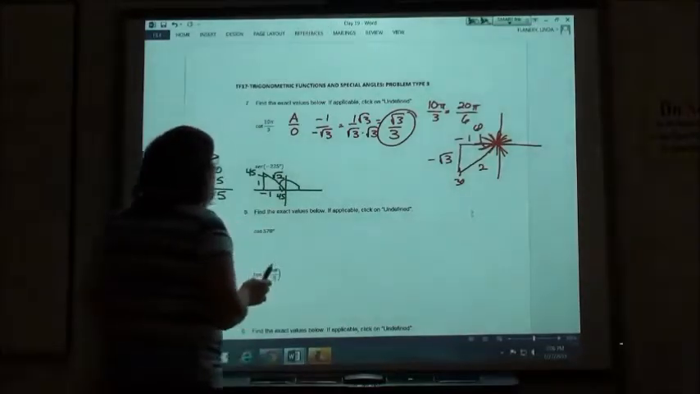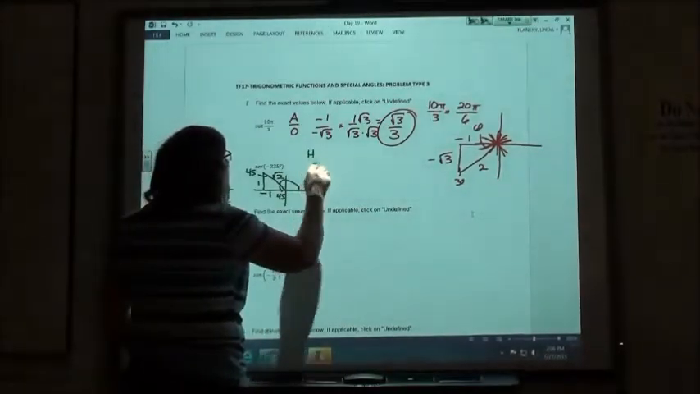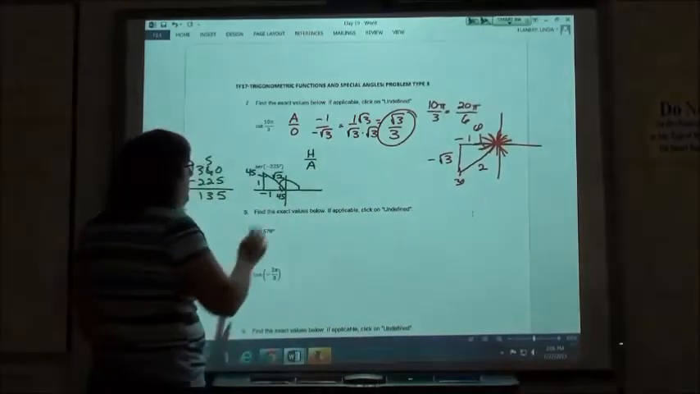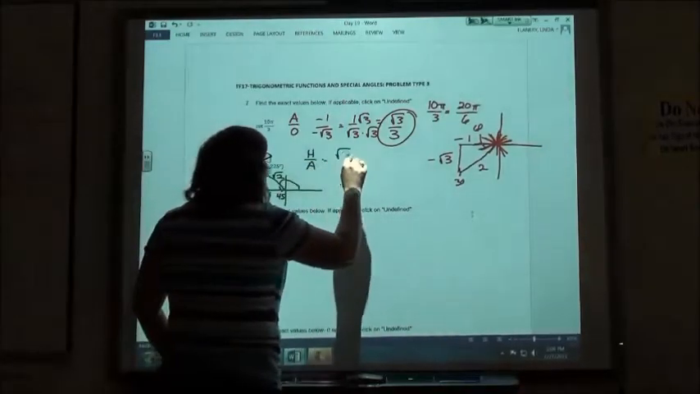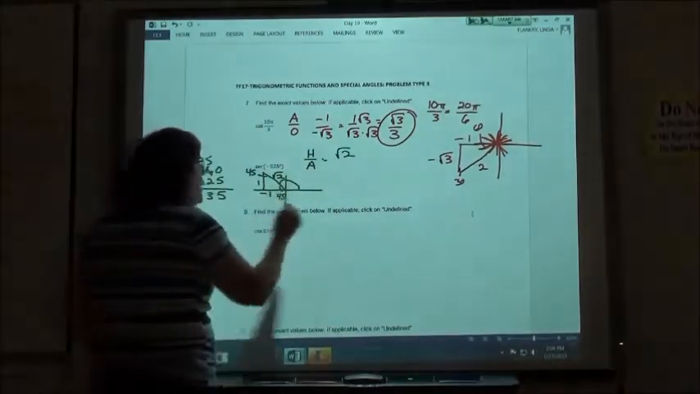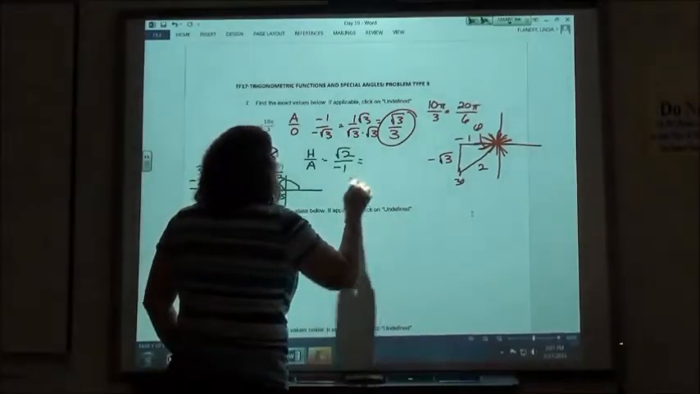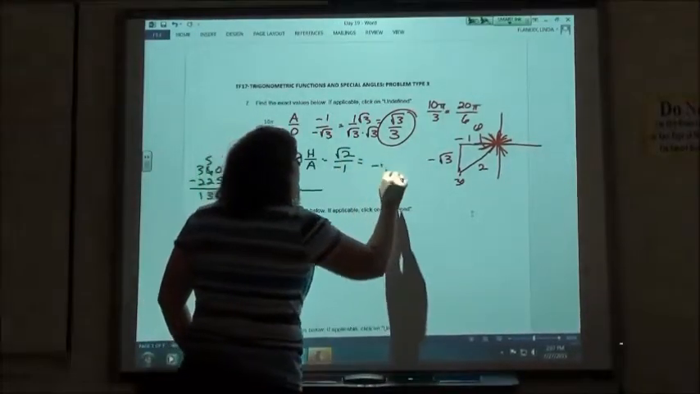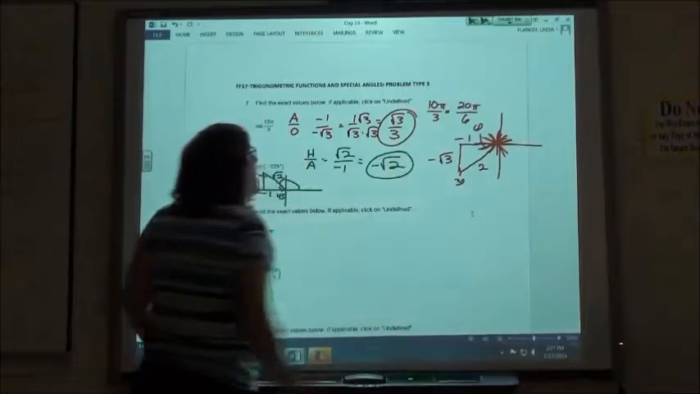Secant, inverse of cosine, would be the hypotenuse over the adjacent. My hypotenuse is the square root of 2. My adjacent is negative 1. So square root of 2 over negative 1 would be negative square root of 2 for my answer.